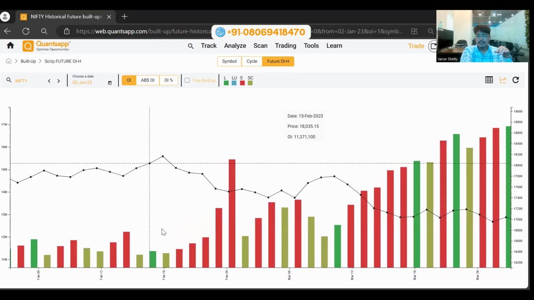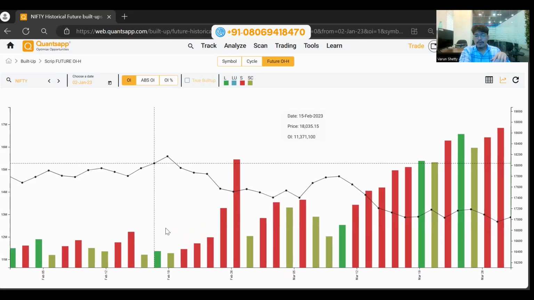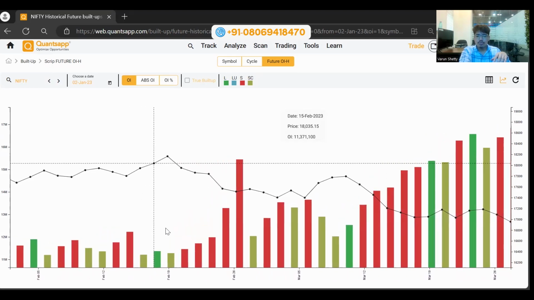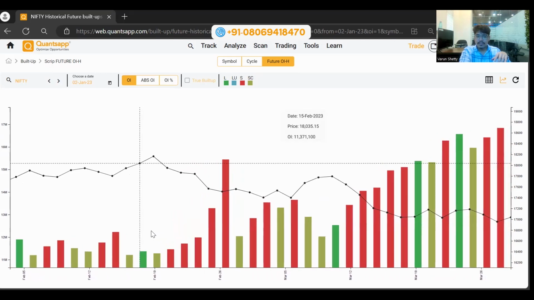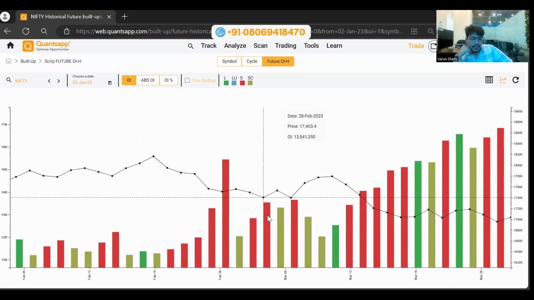We can look at this data from here. Okay, a little bit of zoom. Let me just align it properly. Yeah, this is fine. What color do you see predominantly? Red and yellow. Right? So red and yellow is nothing but short and short covering. What would that mean? A bearish trend.